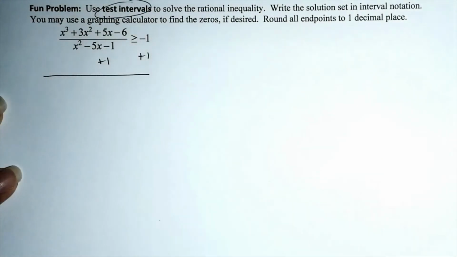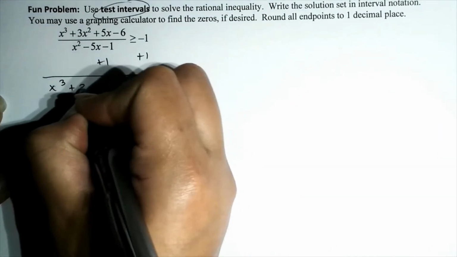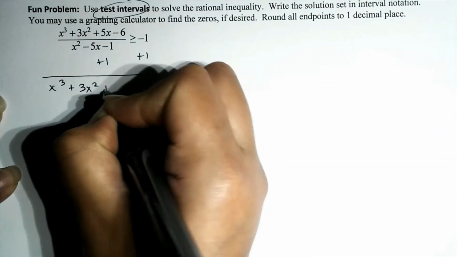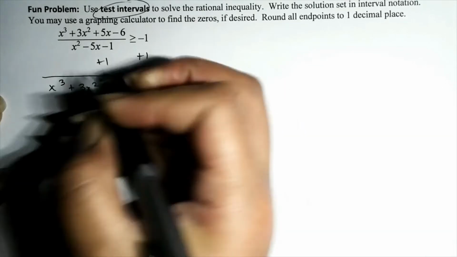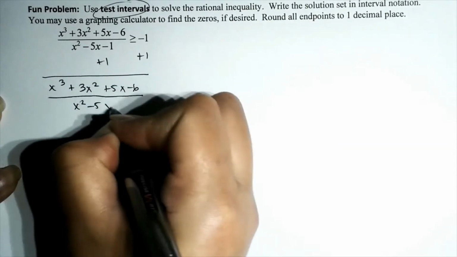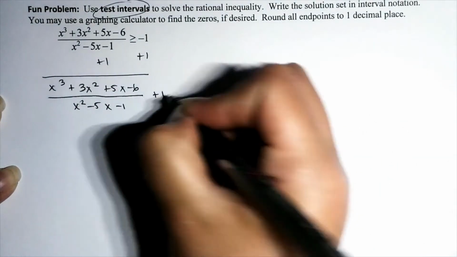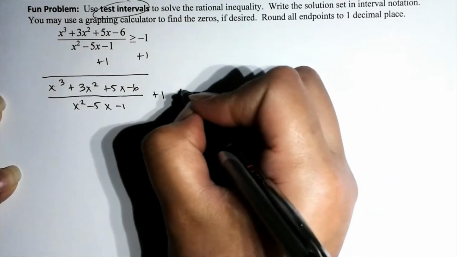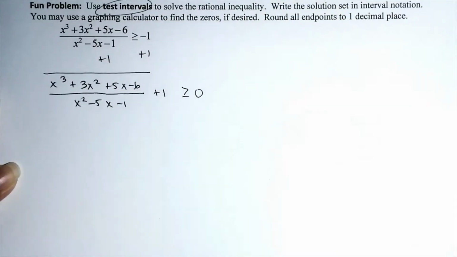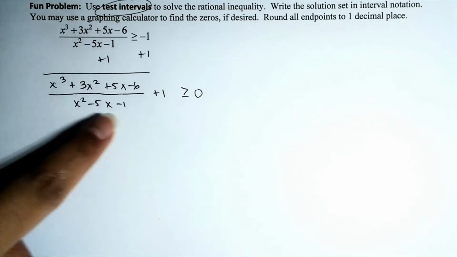So that will give us x cubed plus 3x squared plus 5x minus 6 over x squared minus 5x minus 1, and then plus 1. The inequality symbol is greater than or equal to 0. So we have 0 on one side, but we need to work our magic so we have a single fraction on the other. In this case, let's add these bad boys.